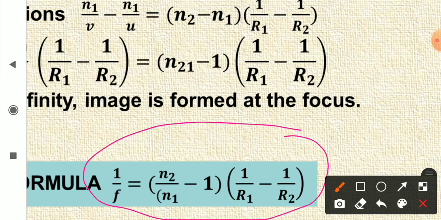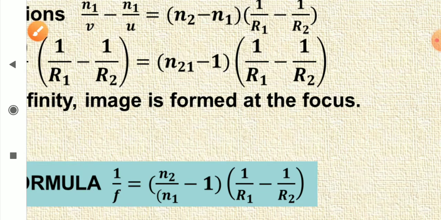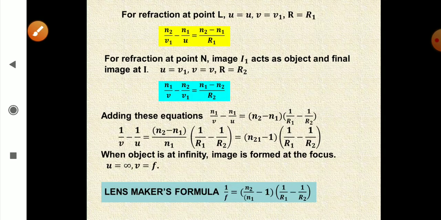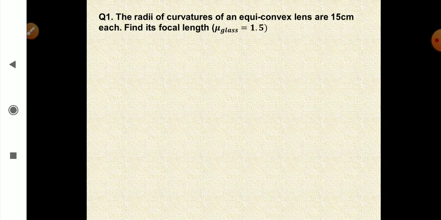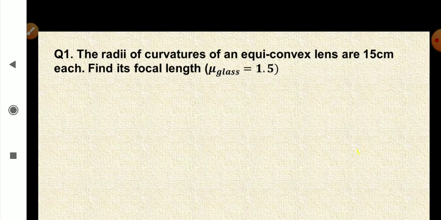And this lens maker's formula is available for all kinds of image formations. It is applicable to convex lens as well as concave lens. Very, very important derivation. And let us do some numerical problems based on it. So, starting with a very simple numerical problem.